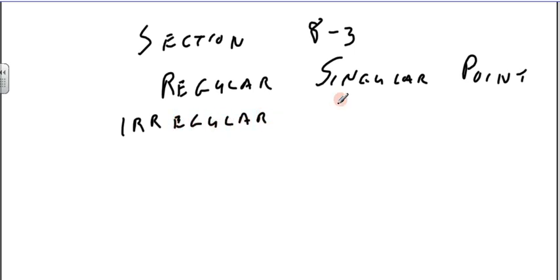So the first thing we have to know is that we're at a singular point. Once we know we have a singular point, then we have to decide whether or not it's regular or irregular.